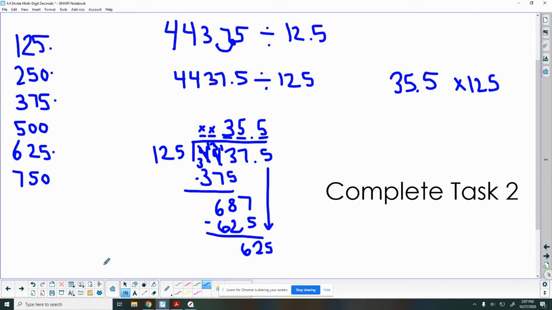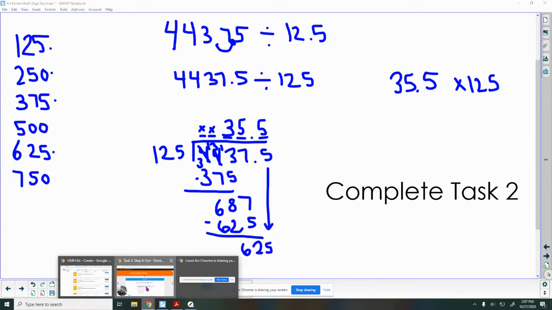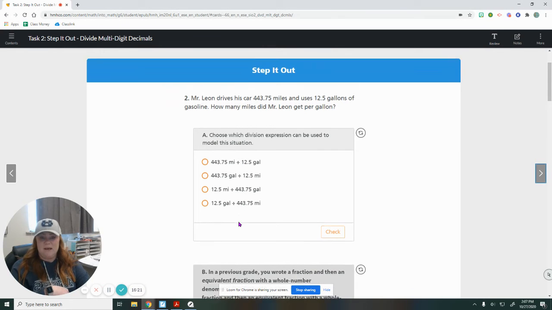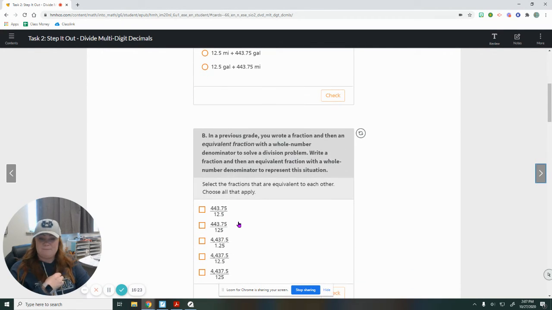Okay, so let's go ahead and answer the questions in task 2. So first we have to set up the problem. So we were dividing by the gallons, miles per gallon. So splitting it into gallons. So gallons should be second. So match up the numbers there.